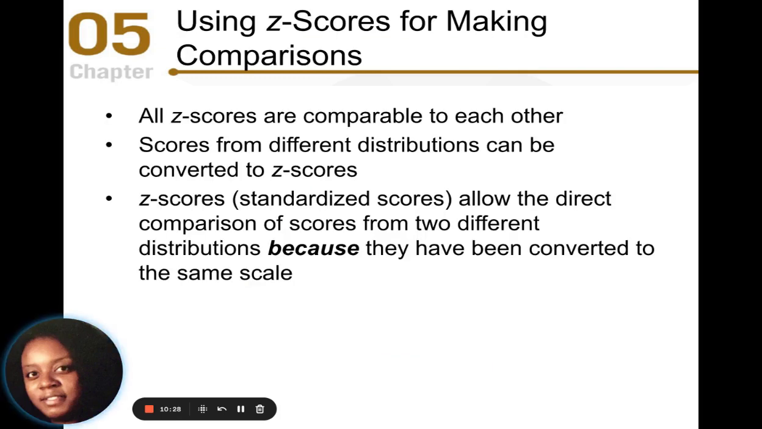So when we use z-scores for making comparisons, they're going to be comparable to each other, even though they come from different distributions, which can be converted to z-scores. We also have standardized scores, which allow for the direct comparison of scores from two different distributions because they have been converted to those same scales.